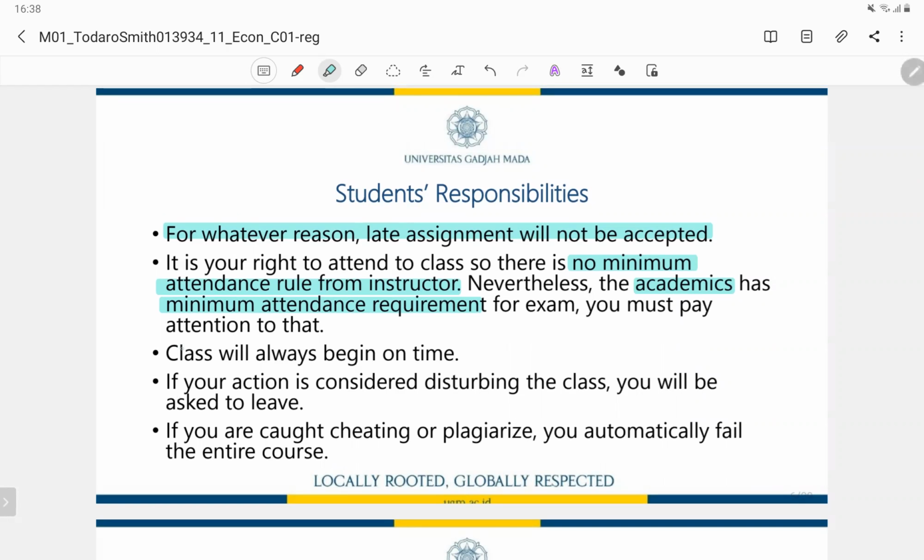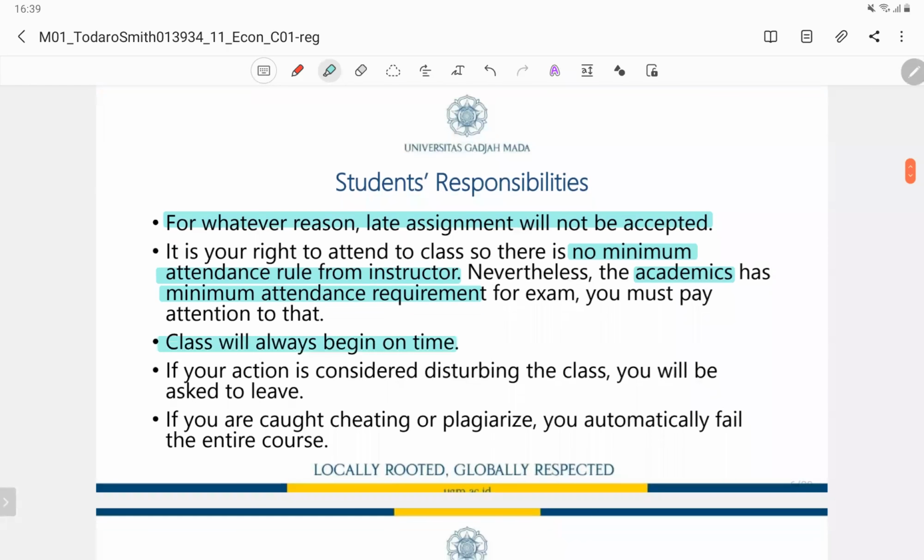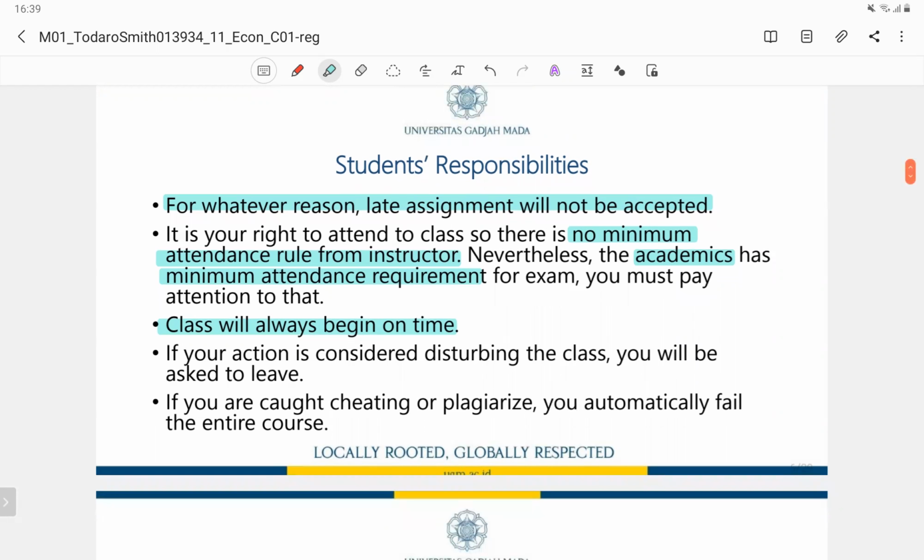Okay. And the class will always begin on time because this is an online class. So I wouldn't be aware of who's coming late or who's not. I don't know that. But if you come late to the class, please be respectful and do not forget to mute yourself, so you do not disturb the class. And then the next one is, if your action is considered disturbing, you will be asked to leave.